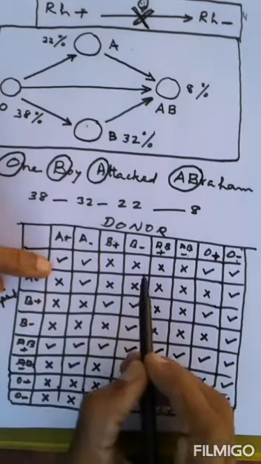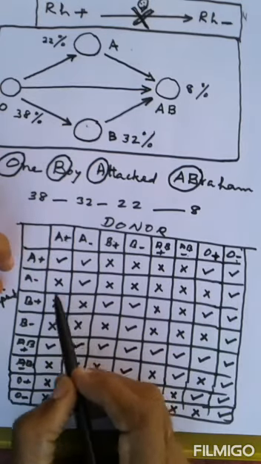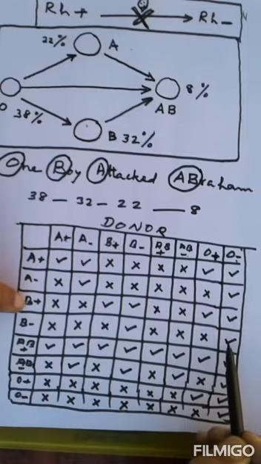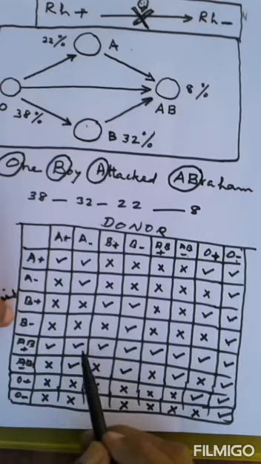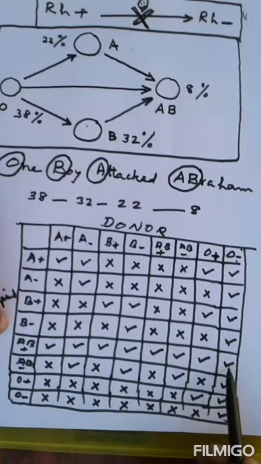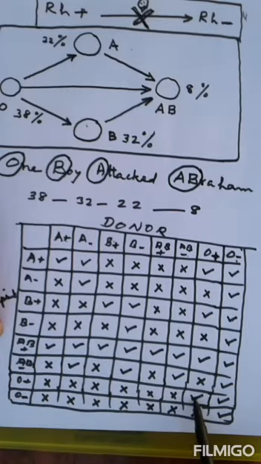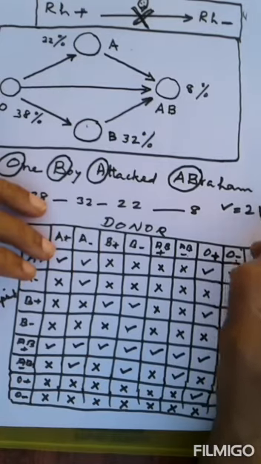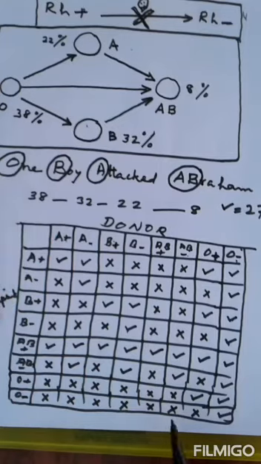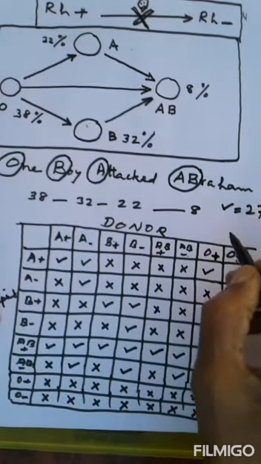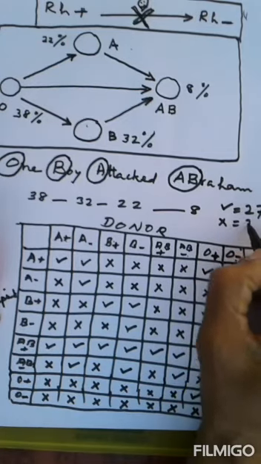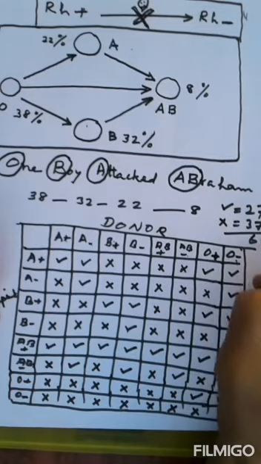Number 1, 2, 3, 4, 5, 6, 7, 8, 9, 10, 11, 12, 13, 14, 15, 16, 17, 18, 19, 20, 21, 22, 23, 24, 25, 26, and 27. So the tick mark is 27. And then the into mark will be 37. You can count. The into mark will be 37, totally 64.